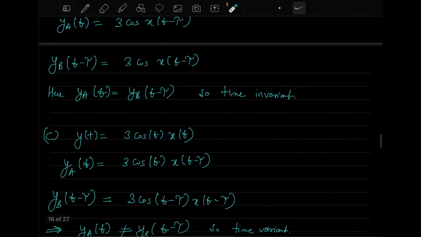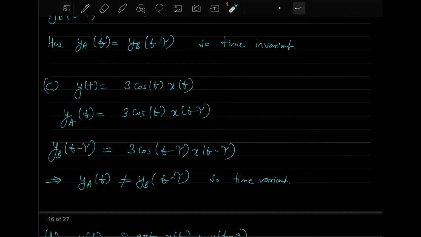And same for this particular thing. Here you are actually doing a time shift on the input signal, so it's like ya of t equal to 3 cos t x of t minus tau. But when you do a time shift on the time variable t, the output that you get is yb, which will now be 3 cos of t minus tau, because you are replacing t by t minus tau.